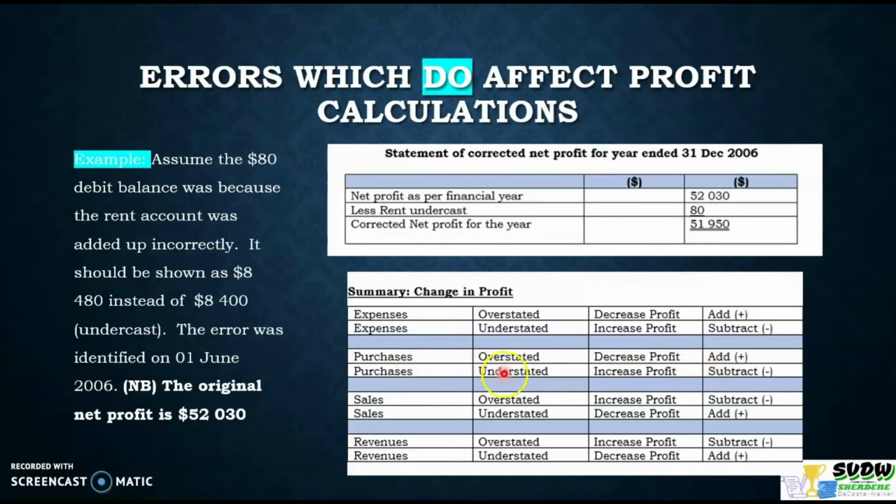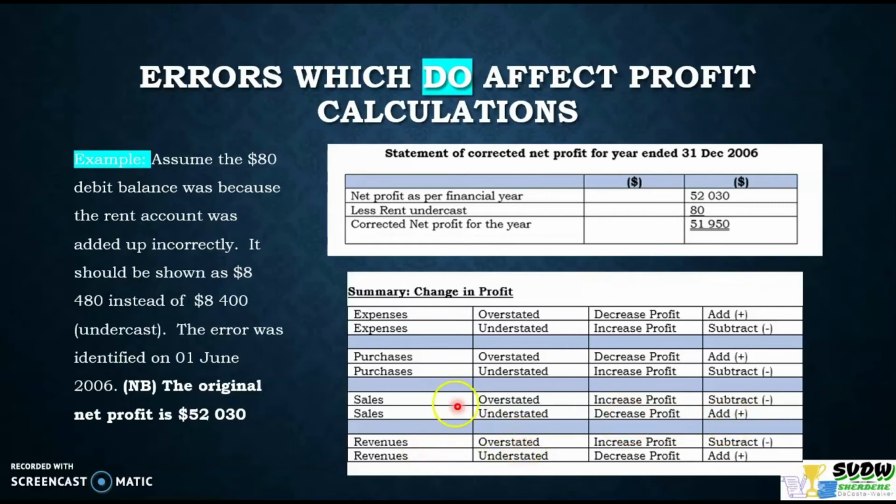If purchases is understated, it means that cost of goods sold would have been less than it should have been, and so gross profit would have definitely been a little bit more. So in fixing it, we would have to less what it is undercast by. Sales, if overcast, will cause us to have a greater amount of profit, so we're going to less the amount it was overcast by. If sales was undercast, it means that we would have a smaller amount of gross profit, net profit, so it will be decreased, so we're going to add back the amount it was undercast by.